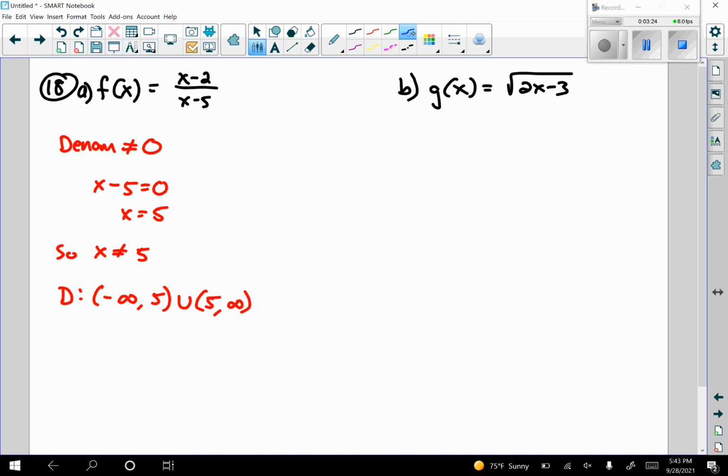Now for B, we cannot have a negative underneath the radical, so we need to set 2x minus 3 greater than or equal to 0, because it could be 0 or it could be larger than it. And as we solve this, we'll add 3 divided by 2. So our domain would start with the 3/2 and go to infinity.